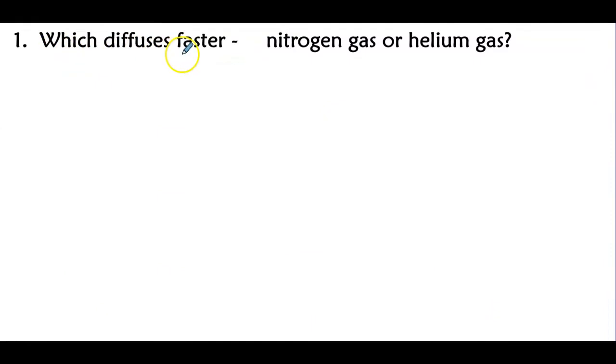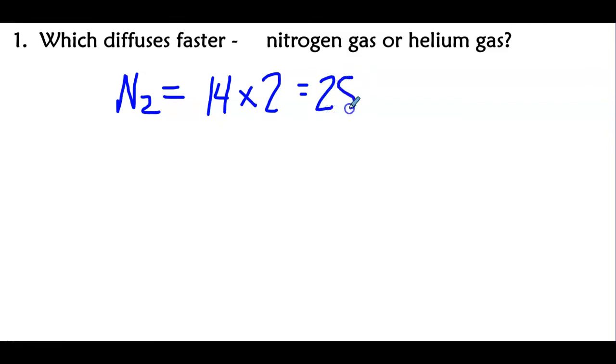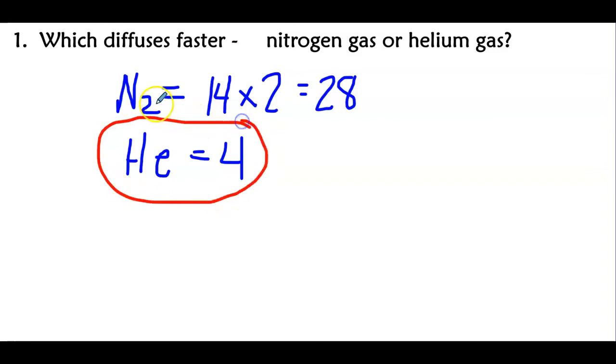So which diffuses faster, nitrogen gas or helium gas? Nitrogen is N2, which is going to have a mass in the periodic table of 14 times 2, which is equal to 28, versus helium, which has a mass in the periodic table of 4. So which gas is going to move faster? The helium, because it is a lighter mass.